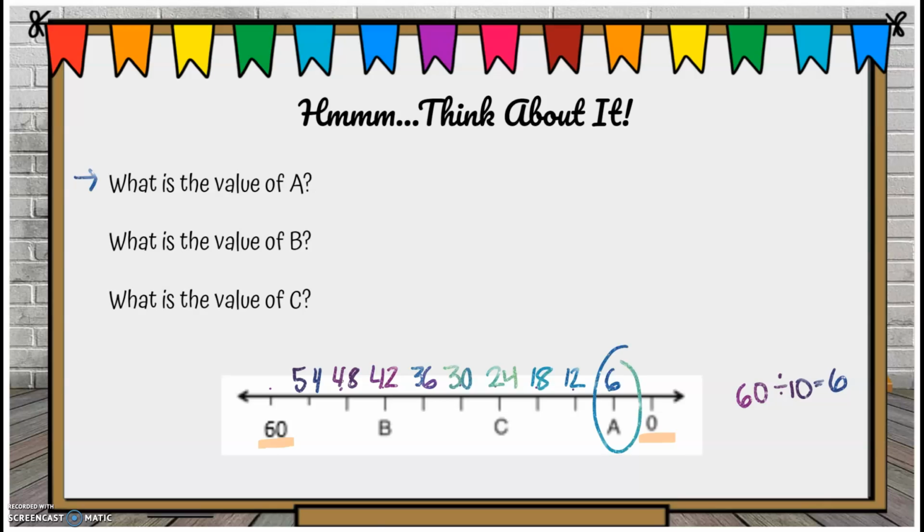So the first question, what is the value of A? That answer is 6. The second question, what is the value of B? That answer is 42. And the third question, what is the value of C? That answer is 24. So once you figure out what we're skip counting by, you're able to answer all the questions.